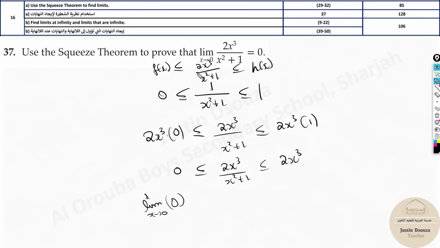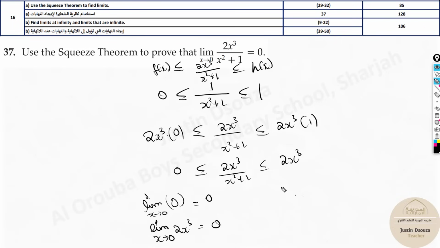So please try to write this as well, okay? Now here, limit as x tends to 0. What's going to happen? It's 0. Limit as x tends to 0 for 2x cubed. What happens? Again, it's 0 itself. So even positive or negative will be 0 itself. Now this is equal to 0 then. Therefore, from squeeze theorem, this is proved, okay?